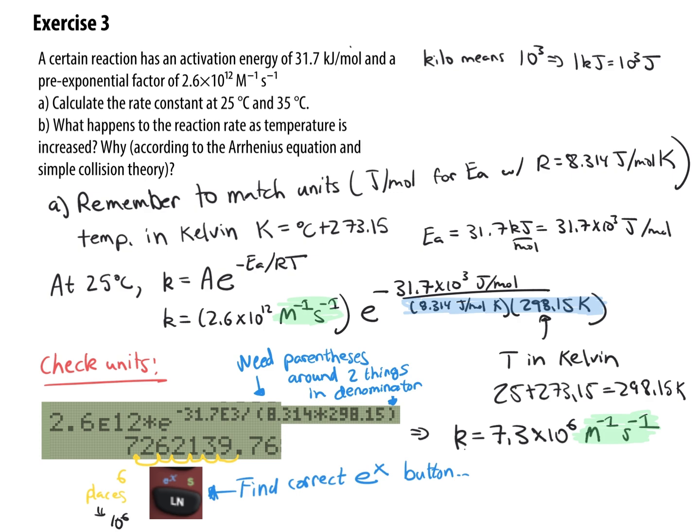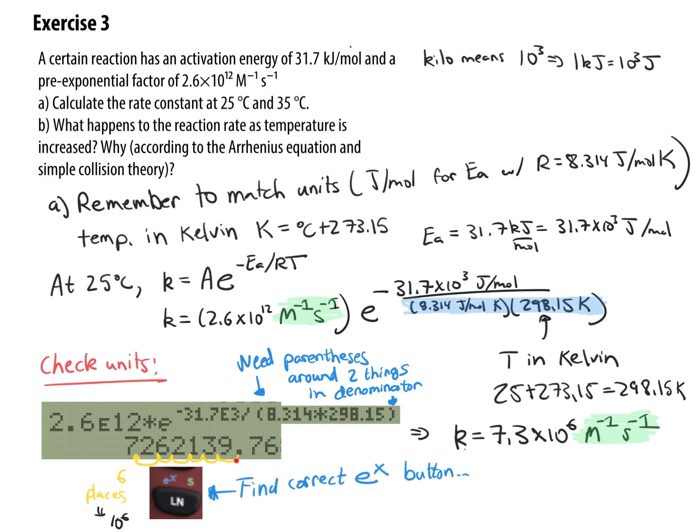Okay, next let's go through and show the solution. So in this case, again, there's no algebra to do. We have the thing we want on the left, so we just plug everything in. So 2.6 E12 times e to the, again, negative 31.7 E3. You've got to find that e to the power of up there. So in this case on the TI-84, it's the second ln to find that key. It might be in a little bit different places on your calculator. Again, we've got two things in the denominator, 8.314 times 298, so you do need those parentheses there to make this work.